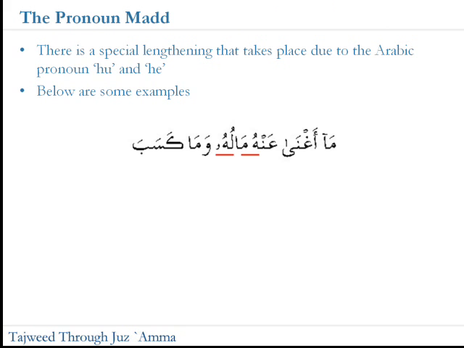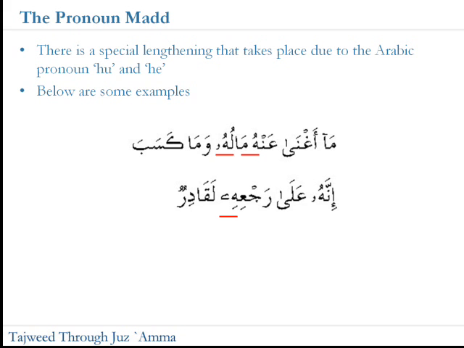So the first one here, looking at where we've got the underline in red, we have the two words anhu and maluhu. Now the maluhu is too long, i.e. the pronoun "hu" has been lengthened to a length of 2. The small little symbol, which looks a bit like a waw, is indicating we have a pronoun mad taking place, i.e. we're lengthening the pronoun.